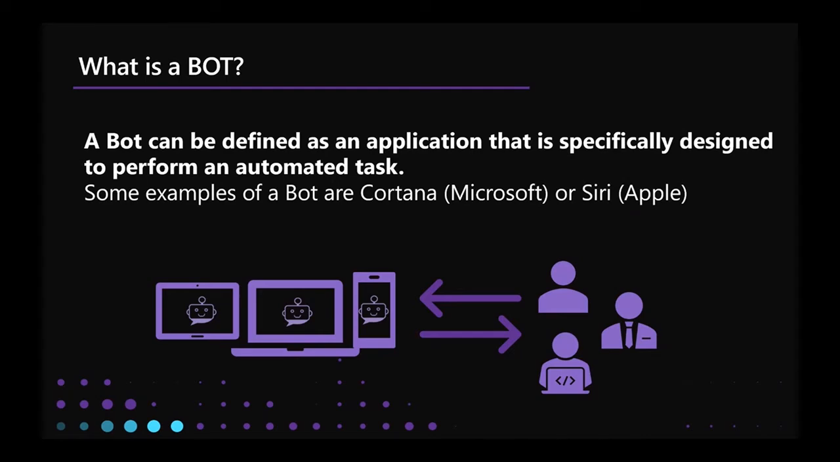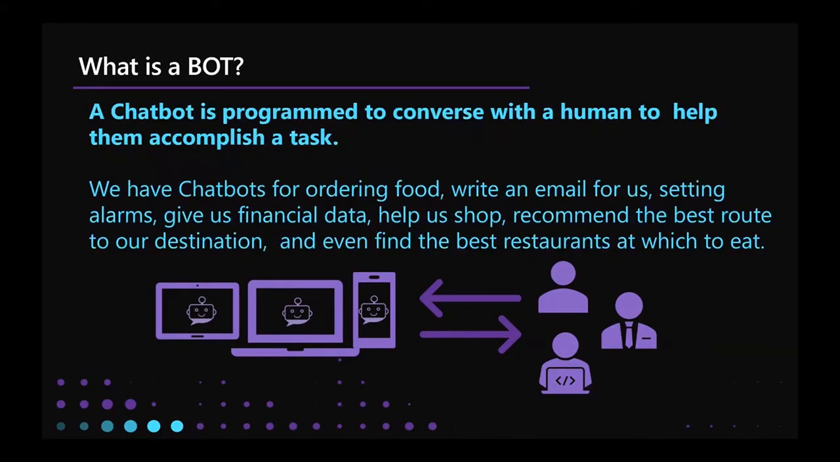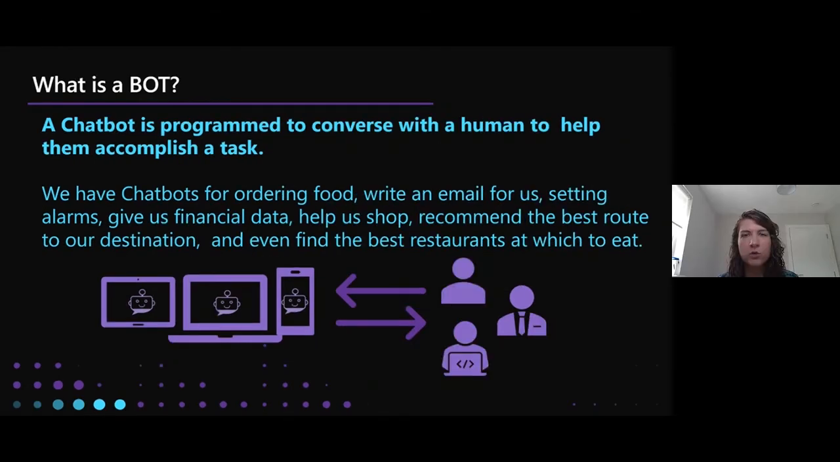We are going to specifically look at a chatbot now. A chatbot is programmed to converse with a human to help them accomplish a task. So think about it, it's all very conversational. Sometimes we use these when we're ordering takeaway. Sometimes we use them to help us send an email. Sometimes we use them to give us information, maybe banking information if we go onto our online banking. Little chat windows pop up and we can try them out. So they're really useful for us to get information really fast.